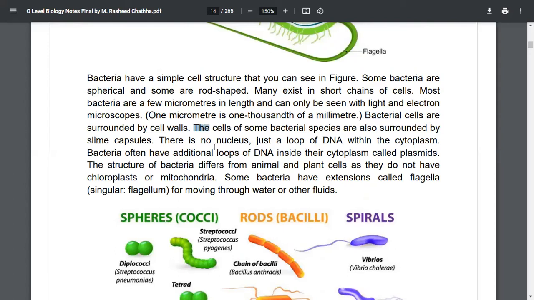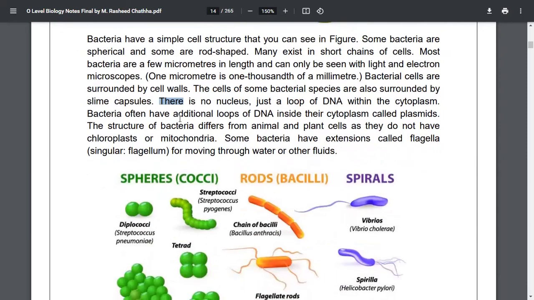The cells of some bacterial species are surrounded by a slime capsule, and there is no nucleus, just a loop of DNA within the cytoplasm. Bacteria often have additional loops of DNA inside their cytoplasm called plasmids. The structure of bacteria differs from animal and plant cells as they do not have chloroplasts or mitochondria. Some bacteria have extensions called flagella, singular flagellum, for moving through water and other fluids.